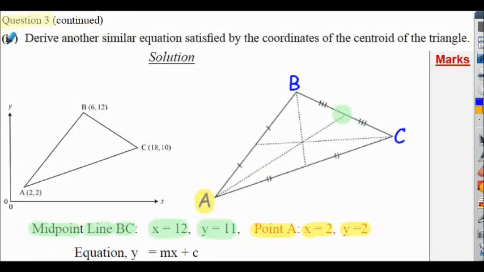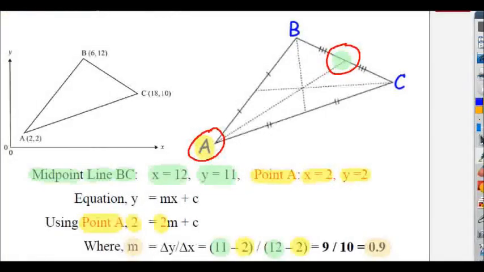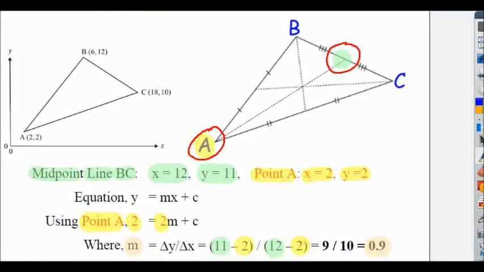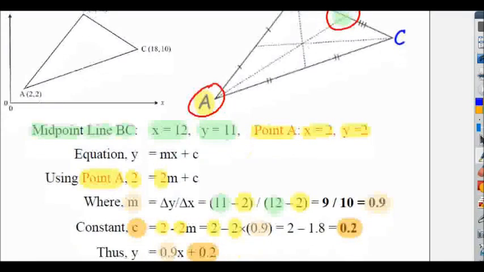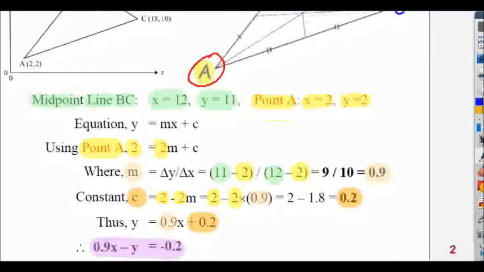Here's question 3, part 4, solution. In this question, we're using the midpoint of line BC and the coordinates of point A. Again, I'll let you review the solution at your own pace. Calculating the gradient m, calculating the constant c, and rearranging for the final solution.